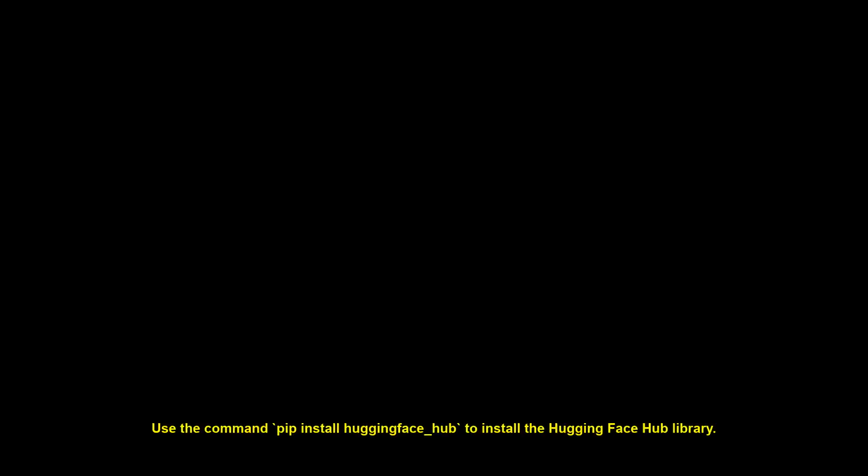Use the command pip install huggingface_hub to install the Hugging Face hub library. Once the installation is complete, open your Python environment. Import the necessary function by typing from huggingface_hub import snapshot_download.